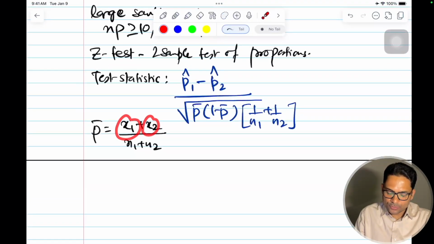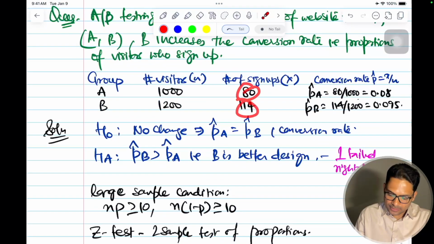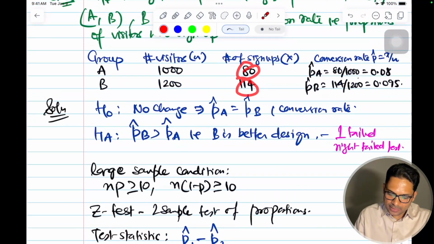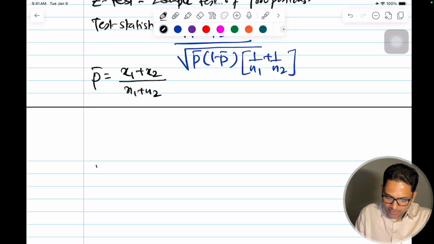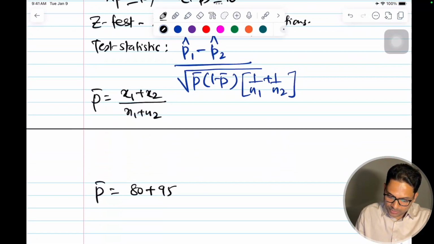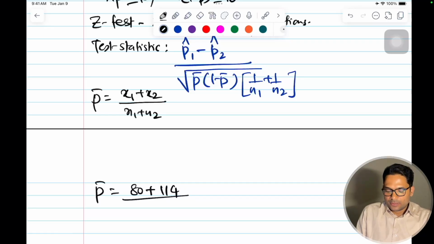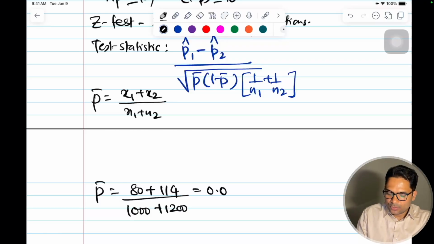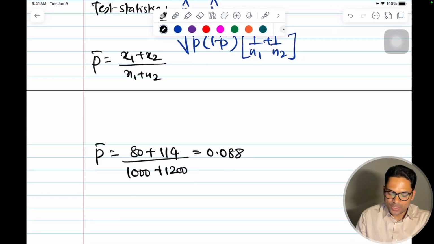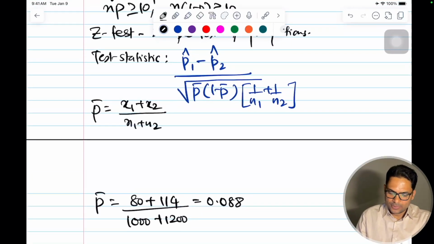I have x1, x2, that is xa, xb, and n1 and n2, na, nb. So I can directly compute P bar. So my P bar will be equal to xa is 80, xb is 114, sorry, 114, and the denominators are 1000 in one sample and 1200 in the other sample. I have calculated this already. This should come out to be 0.088. Okay, this is P bar, and then the rest of the numbers.